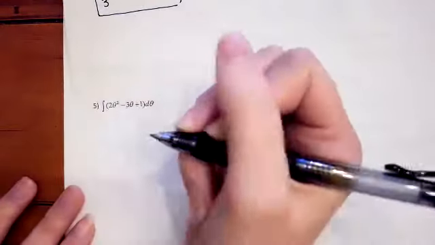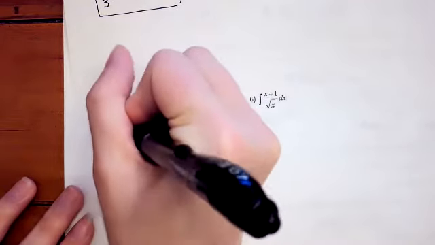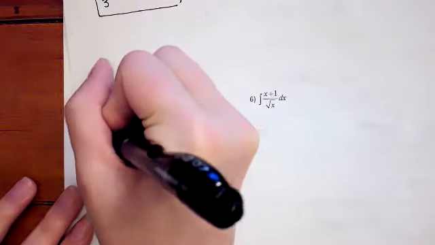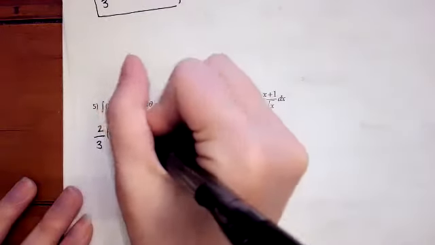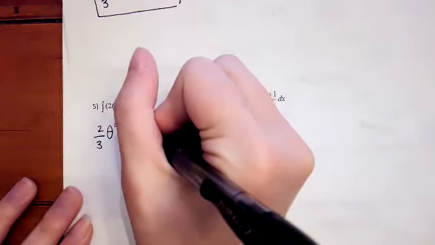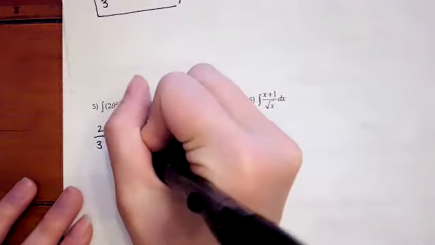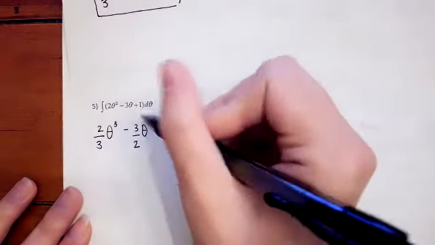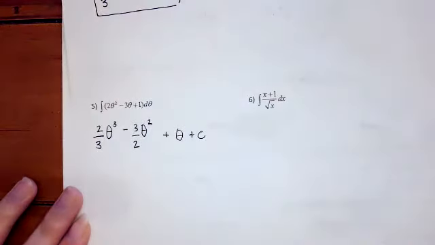The same is true down here on 5, just one piece at a time. So 2 theta squared, I'm going to have theta cubed. The 2 stays and I divide by 3 because that's my new power. Minus 3 theta, we're going to move that to theta squared. The 3 stays, divide by my new power. Plus 1 becomes plus theta, and then plus c.